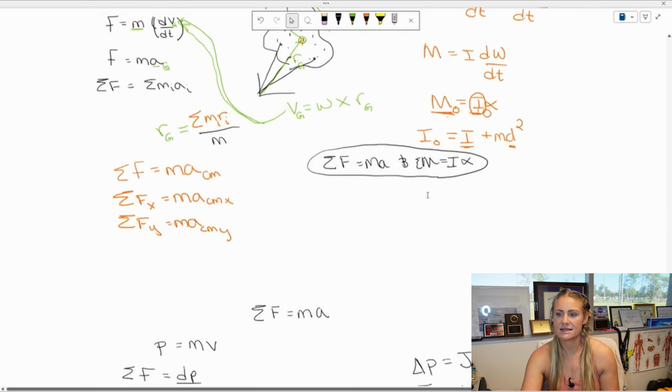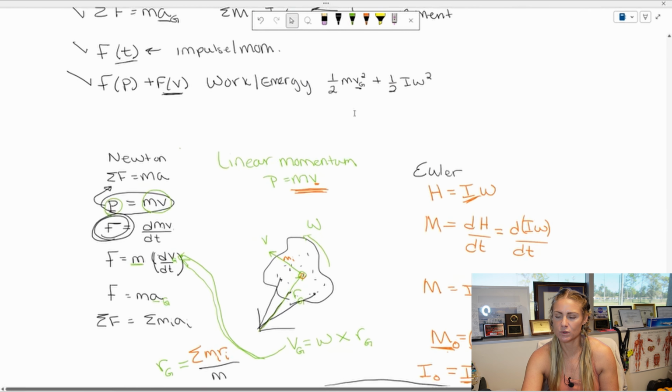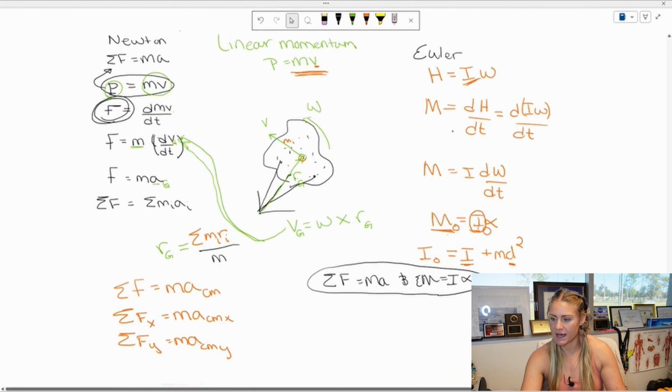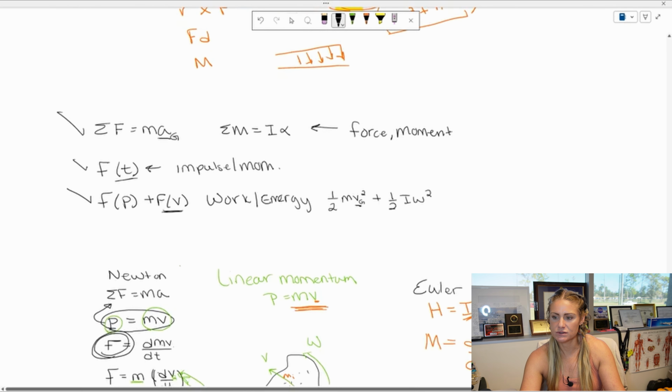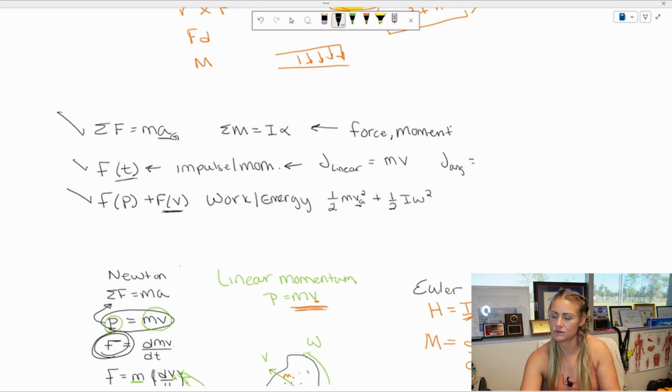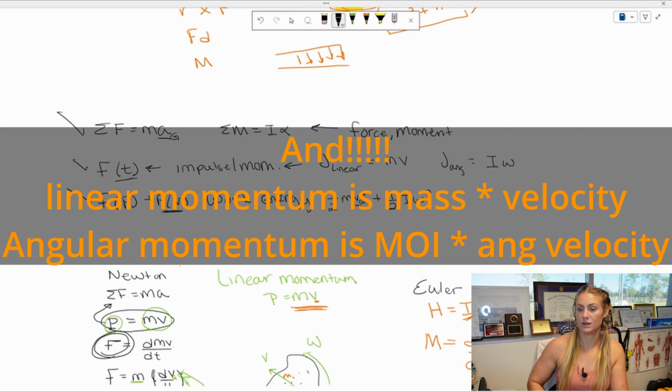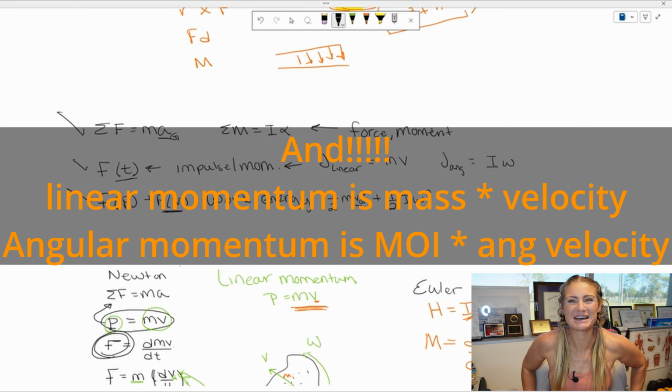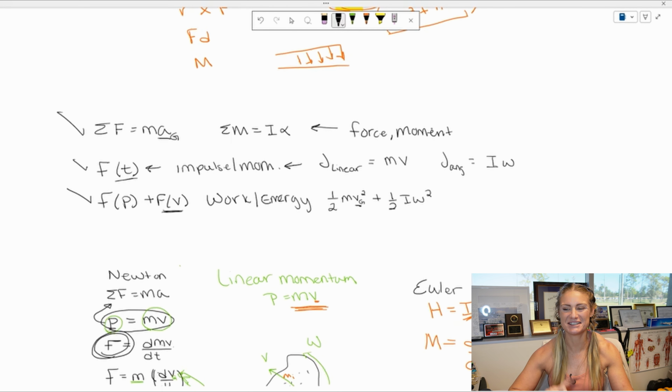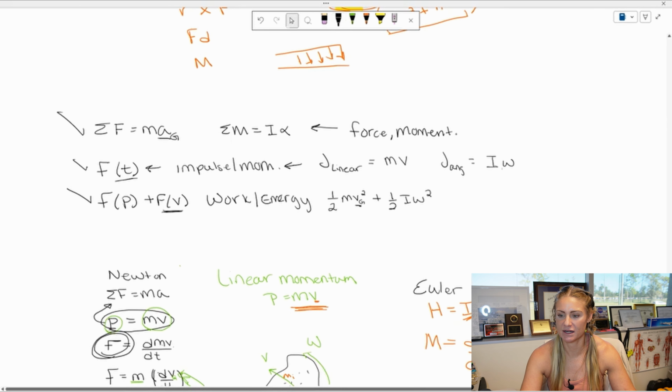So let's look at our last equation of motion, where we have work and energy. Let me look it up here. So we just did this one. We had that J linear is equal to mv, and J angular is equal to I omega. Okay, so now we have more in our toolbox. So let's look at our last equation of motion. That's going to be our work and energy.